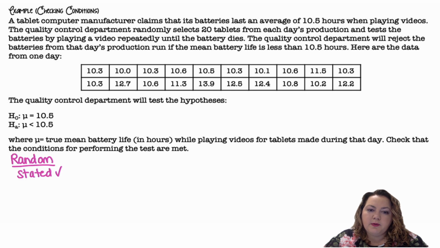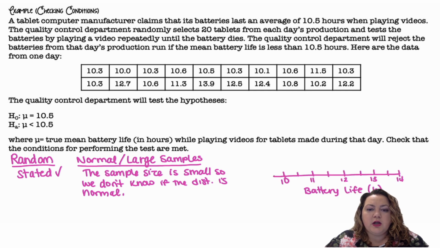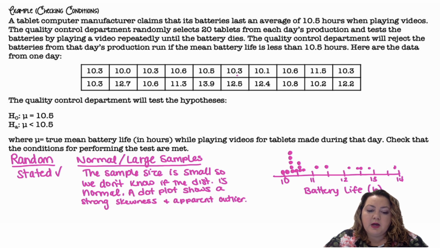Check that the conditions for performing the test are met. So it needs to be a random sample. It says the department randomly selects 20 tablets from each day's production, so that was stated. And then for normal or large samples, I do not have 30 or more, so the sample size is small. So we don't know if the population distribution is normal. I'm going to have to make a dot plot or histogram or some type of graph of my sample data. When I make my dot plot, it looks something like this. And we can see that there is a strong skew and some apparent outliers. So the dot plot shows strong skew and apparent outliers, so this condition is not met.